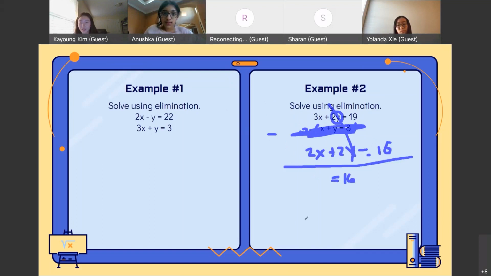It would be 3x minus 2x. What's 3x minus 2x? 1x. Yeah, so it's just x. You were very close. x equals 16. So what's y then?